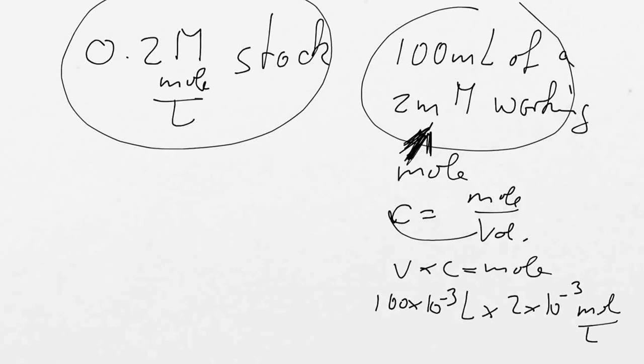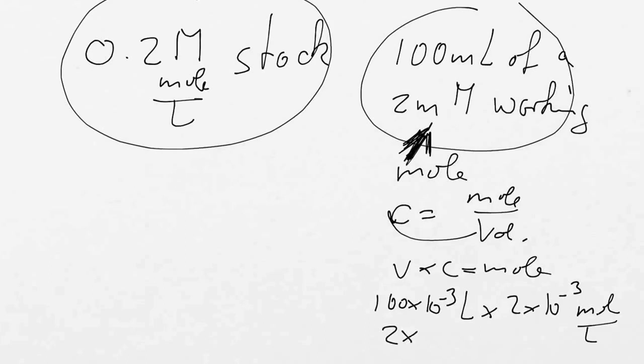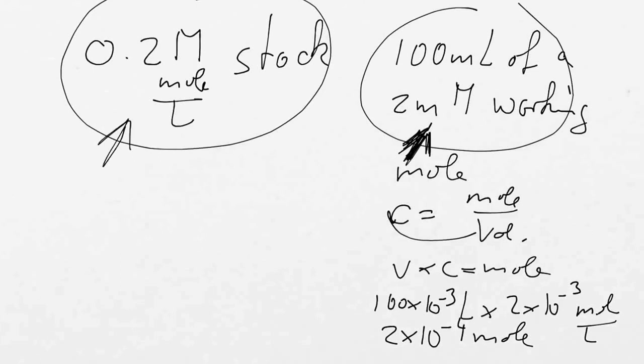So that gives me, what does that give me? 10 to the minus 6, 200. What's that? 2 times 10 to the minus 4 mole. Is that right? Have I done that right? Yeah? So I need 2 times 10 to the minus 4 mole. And I need to take that from this solution. I need to take this from my stock solution here.